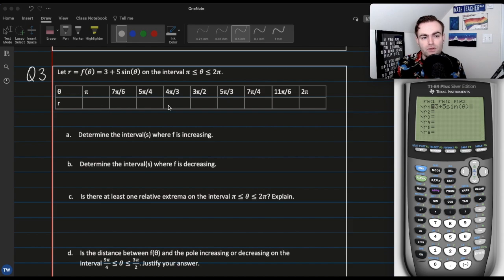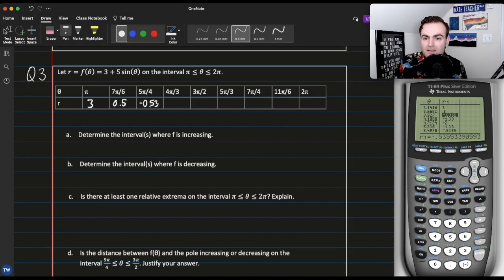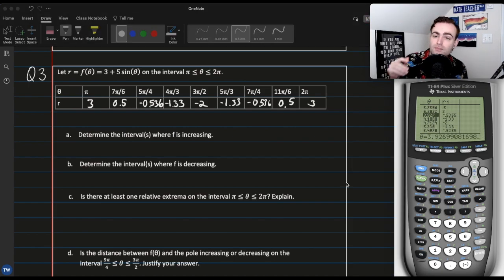Let's actually figure out what's going on here. So we want a table. So I want to go to table set, and I want my independent to be ask. Let's go to the table. Perfect. So these are our values.